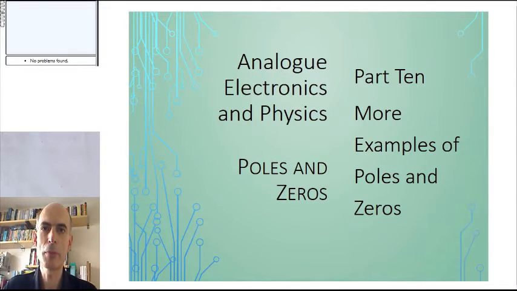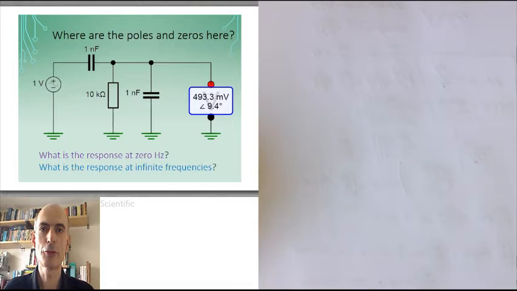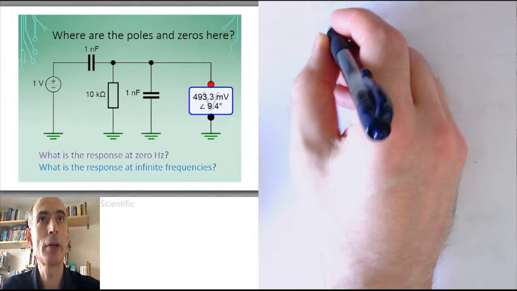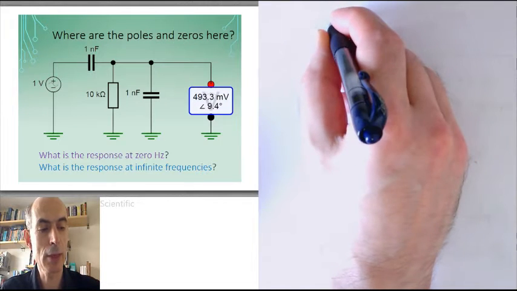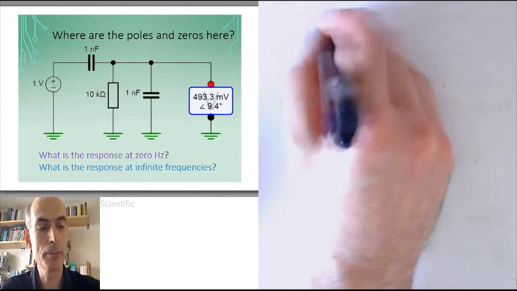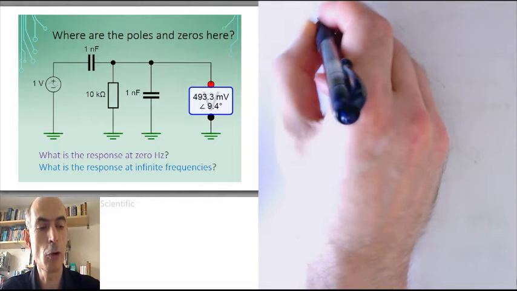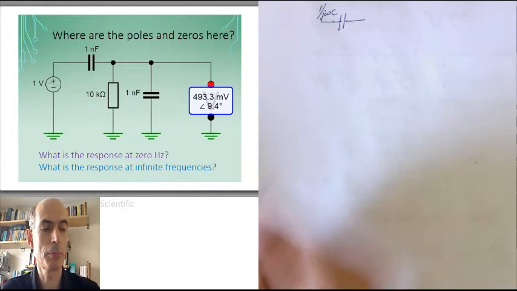Hello, and in this one we're going to look at a few more interesting cases of networks with poles and zeros in their responses. The first one to look at is this one. Now, we can analyse this one fairly readily. It is a potential divider. This time, the potential divider has a capacitor as its impedance up here. That's just 1 over j omega c in terms of its complex impedance.